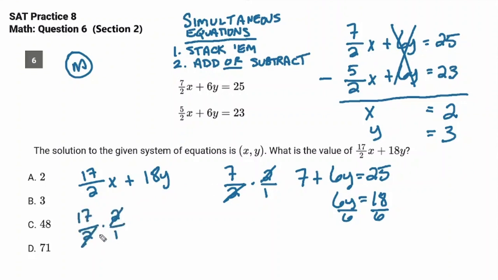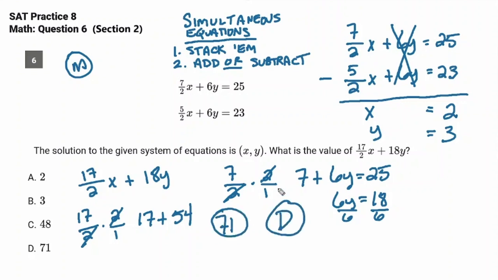Again, you want to reduce. So it's 17 plus 18 times 3. Put that in your calculator. It's 54. 17 plus 54 is 71. And so the answer is D. Takes some work, but it is not hard. Get it right and move on.